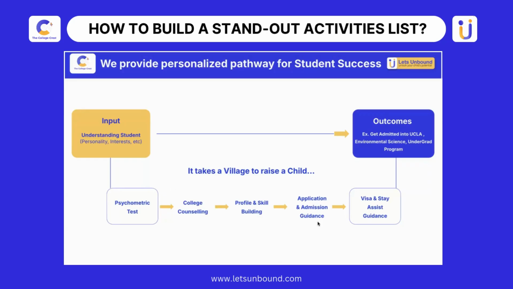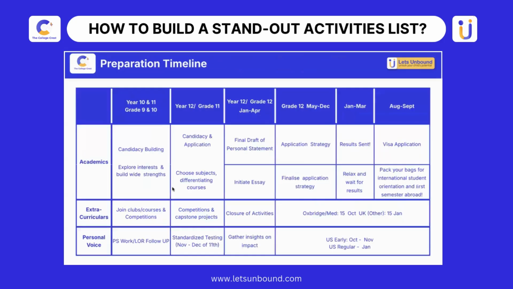If you see how we take a typical timeline, we start working with students at early ages, and as we have spoken about, there are benefits to that. We work with someone in grade 9, help them understand their interests and strengths, and make them join clubs or courses or start new competitions in grade 9. We also work on their personal statements and letters of recommendation right from grade 9 itself.